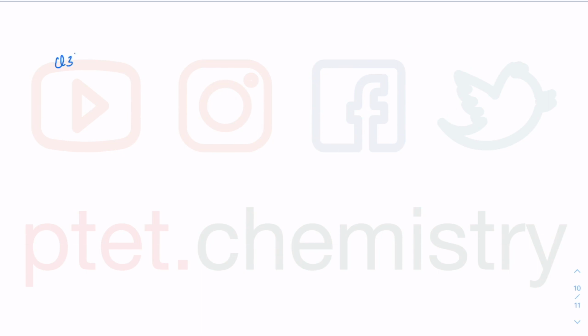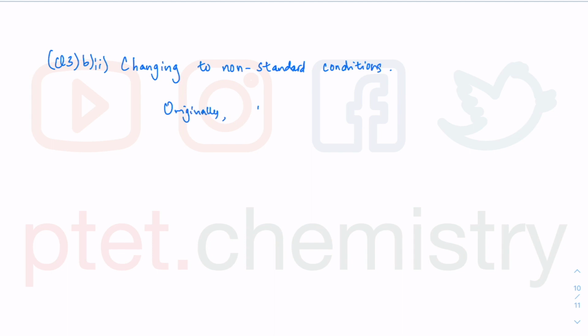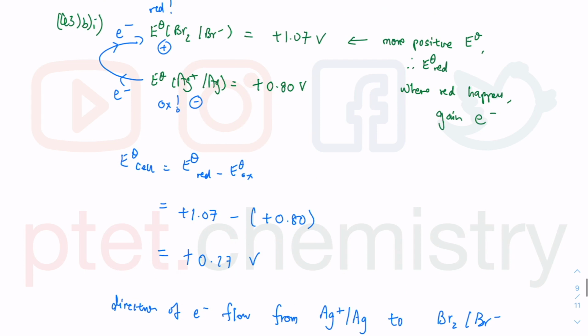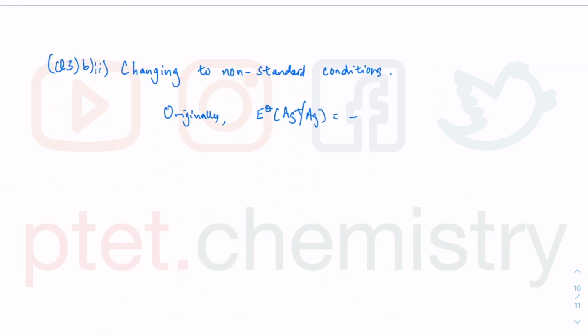Now question 3b part 2. This is about changing to non-standard conditions. So far, everything you've done straight from the data booklet, those are all standard electrode potentials, meaning all of them are under standard conditions. Originally, your E naught Ag+/Ag, which I have written above, was +0.80 volt straight from your data booklet. So +0.80 volt is at 1.00 mole per dm cube.